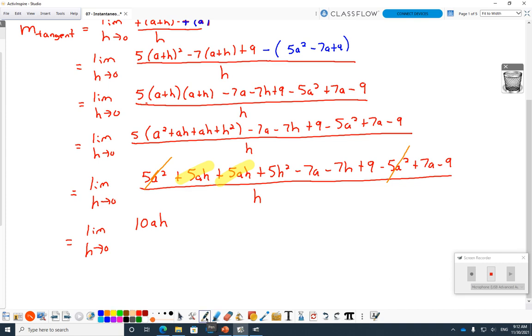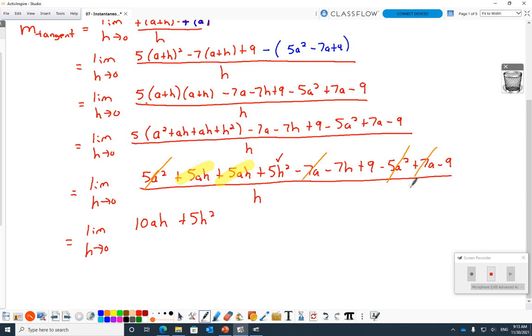Then, next term, 5h squared. Any other h squared terms? No other h squared terms. So that's 5h squared. Maybe I'm going to put a little check mark above that one to say, yep, took care of that one. Let's see, negative 7a. Any other a terms? Positive 7a. Huh, look at that. The a terms went again. How convenient. I wonder if that happens all the time.